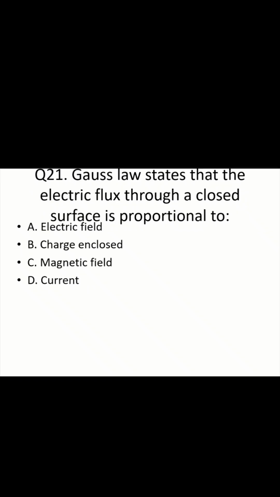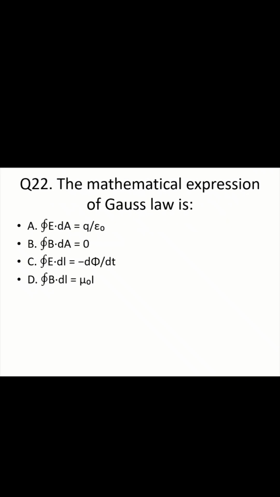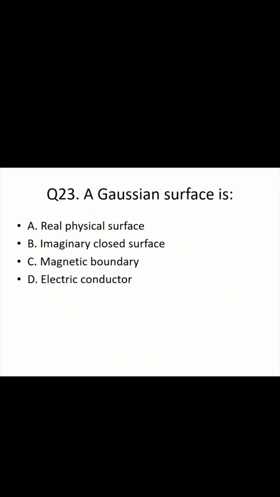Gauss law states that the electric flux through a closed surface is proportional to electric charge, charge enclosed, magnetic field or current. So the correct option is answer number B, that is charge enclosed. Coming to question number 12, the mathematical expression of Gauss law. So the expression is answer number A, that is surface integral of E is equal to Q by epsilon naught. A Gaussian surface is a real physical surface, imaginary closed surface, magnetic boundary or electric conductor. So option is imaginary closed surface.